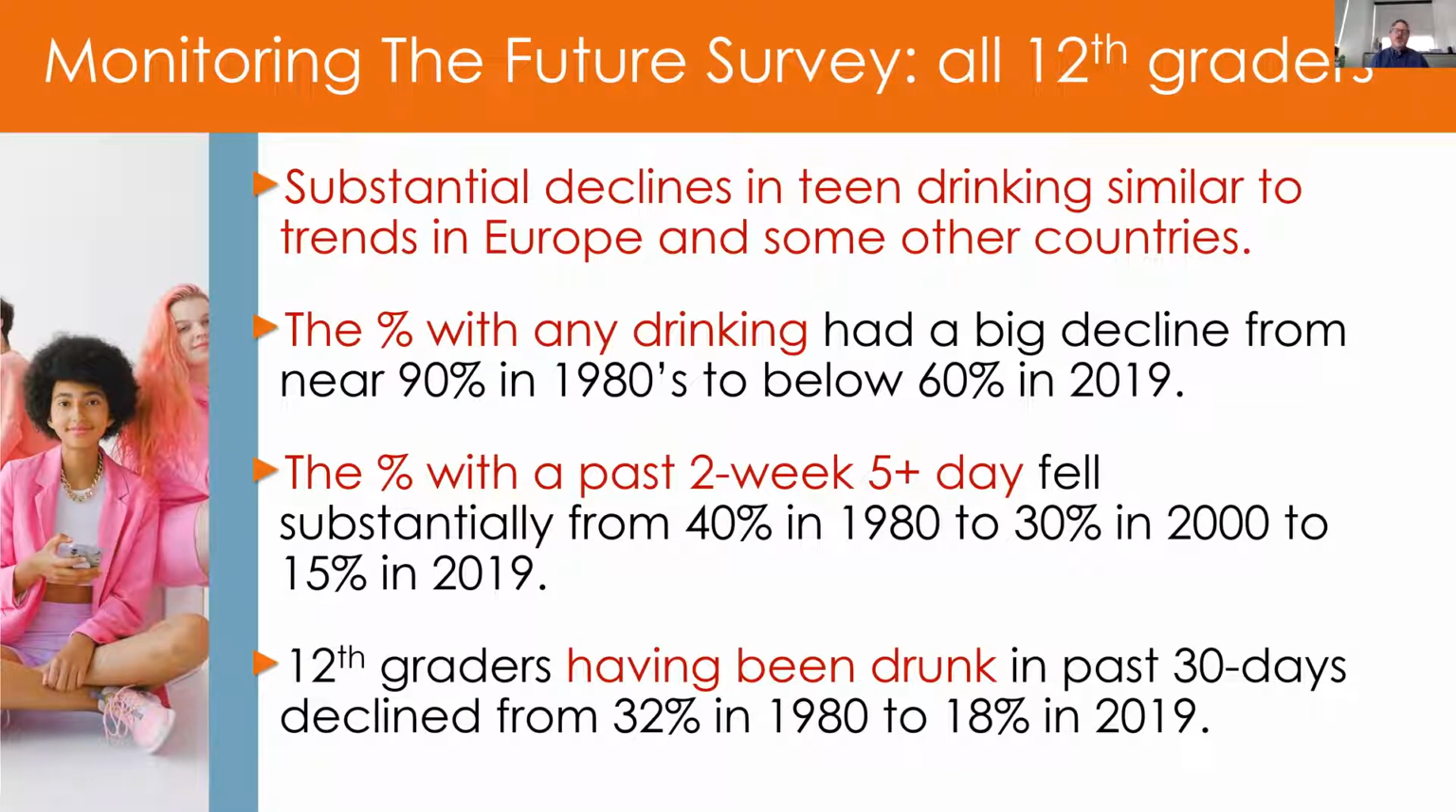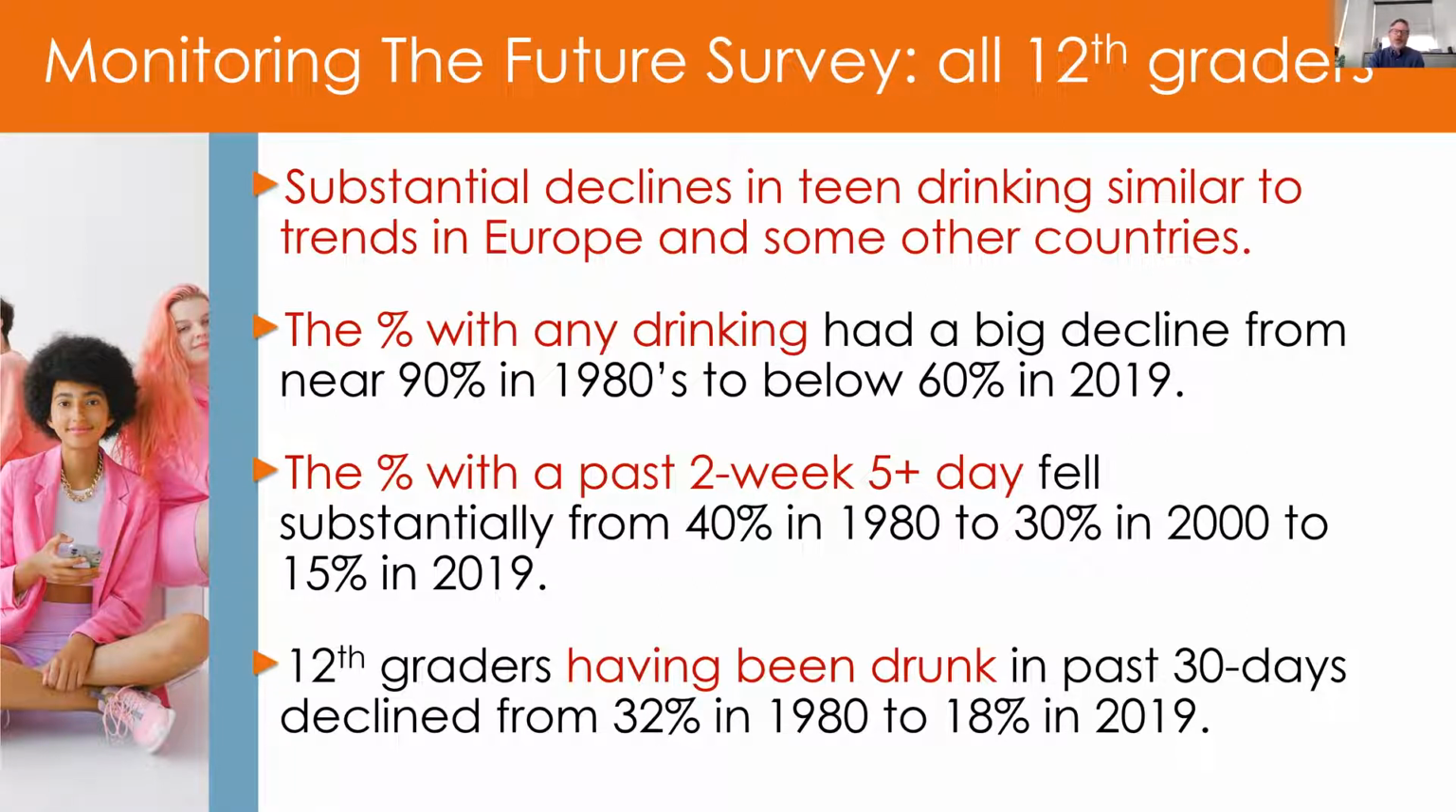And then finally, I just wanted to give a few points from the Monitoring the Future survey, which covers high school students but also follows them into college and beyond. In the US, we've had really substantial declines in teen drinking for both men and women since 2000. That includes a drop from 90% in the 80s to 60% of 12th graders being current drinkers. So a lot fewer 5+ days, down to 15% from 40% in the 80s. This is for all 12th graders in the survey, and a lot fewer have been drunk.